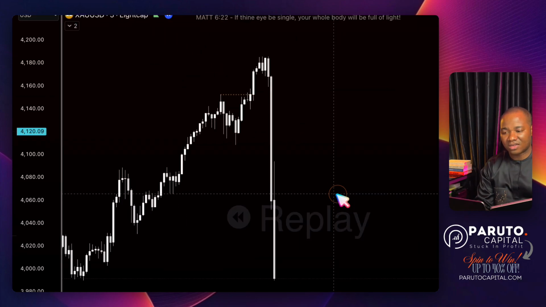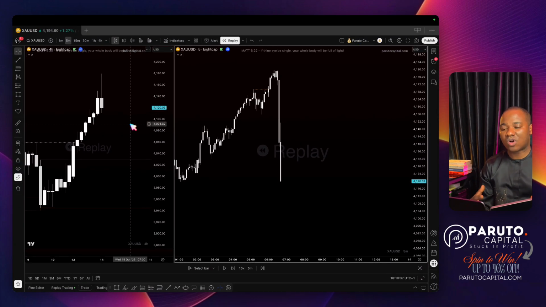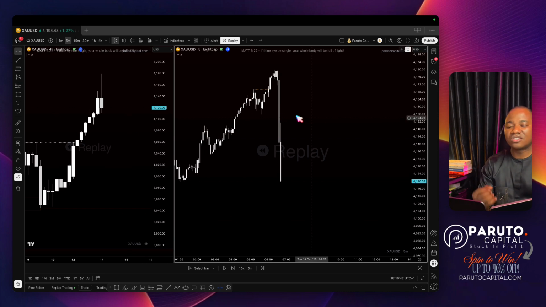On the 4-hour, the market is still trending bullish. Nothing has changed on the 4-hour in terms of the market structure. I know that the market structure on the 4-hour is still bullish. So this is just a pullback, a temporary pullback to take more orders that will then facilitate the next leg in terms of price action.